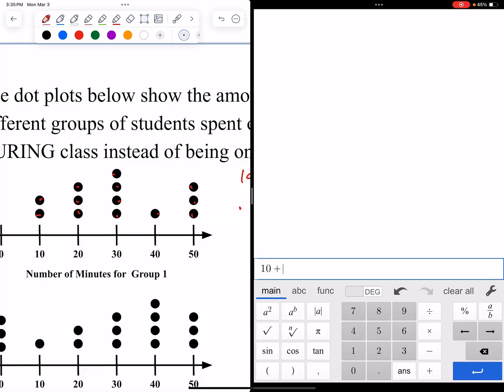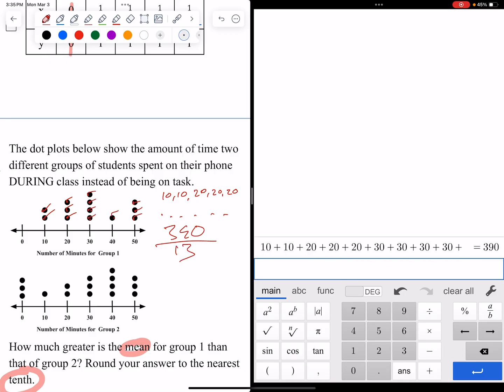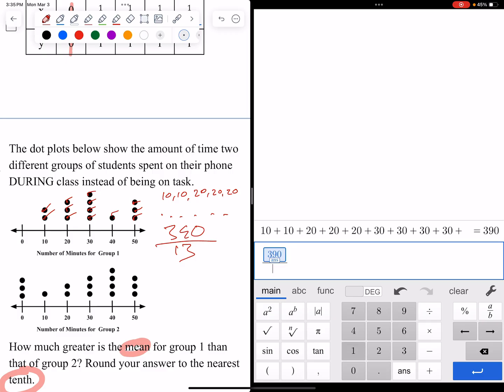So I got 10 plus 10 plus 20 plus 20 plus 20 plus 30 plus 30 plus 30 plus 30. There's 4 of them. Plus 40 plus 50 plus 50 plus 50. So I get a total of 390. I'm going to divide that by 1, 2, 3, 4, 5, 6, 7, 8, 9, 10, 11, 12, 13. So 390 divided by 13, and I get 30.